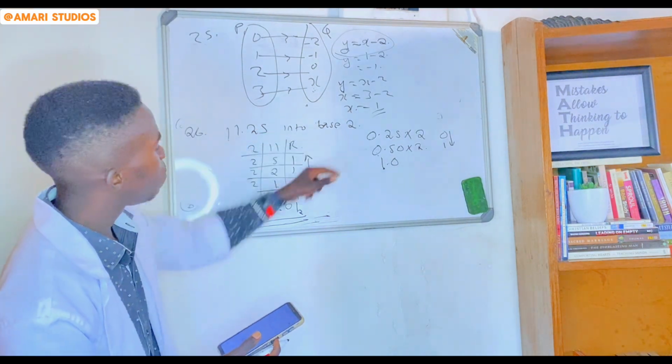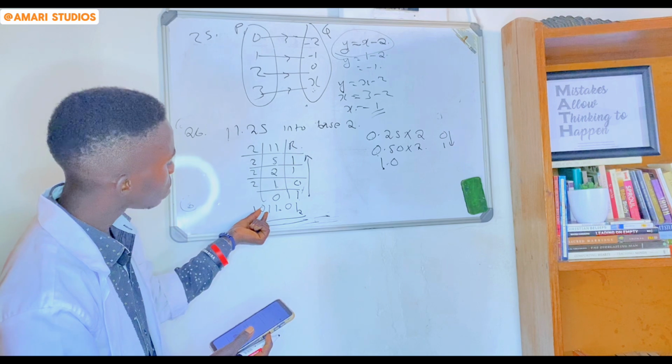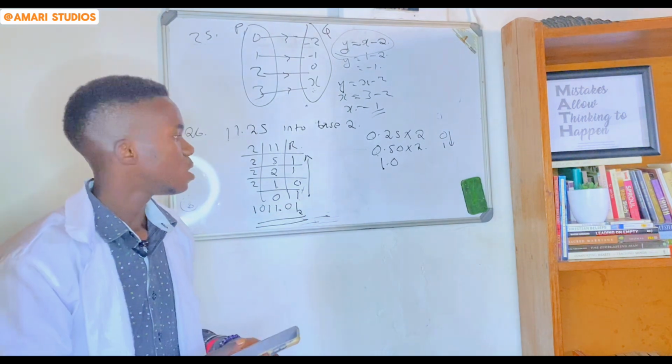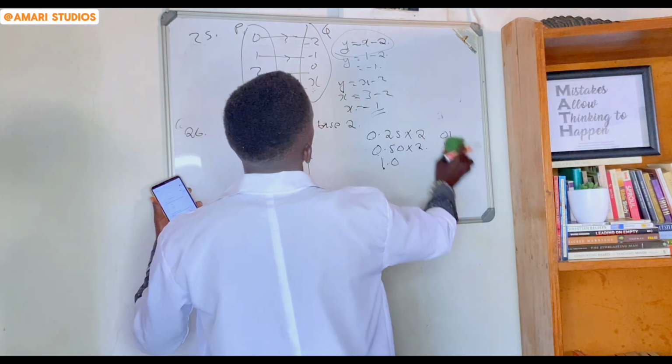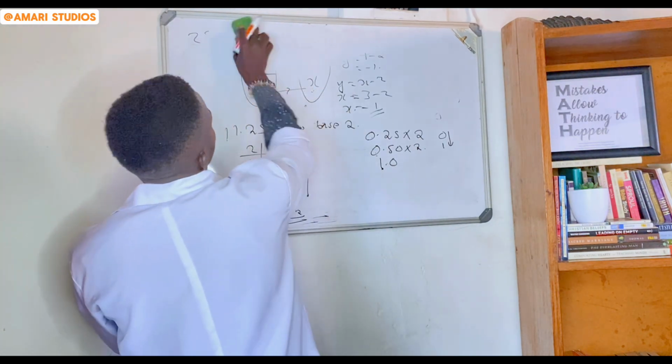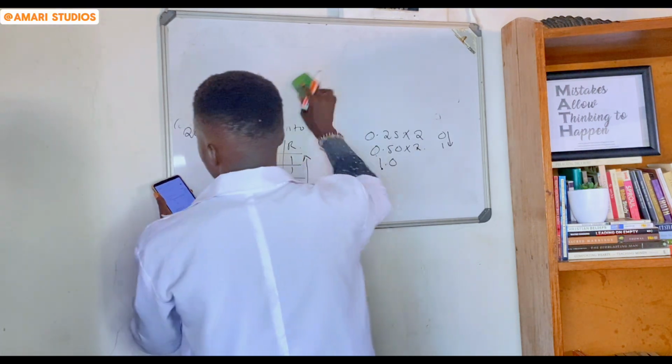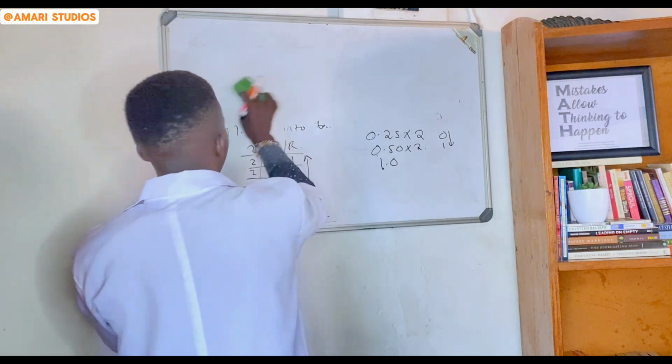11.25 converted into base 2 is going to give us 1011.01₂. This is actually the language of computers. And so we move on to the next question.